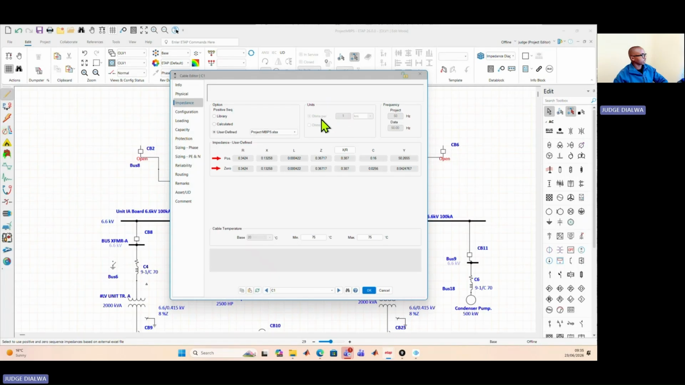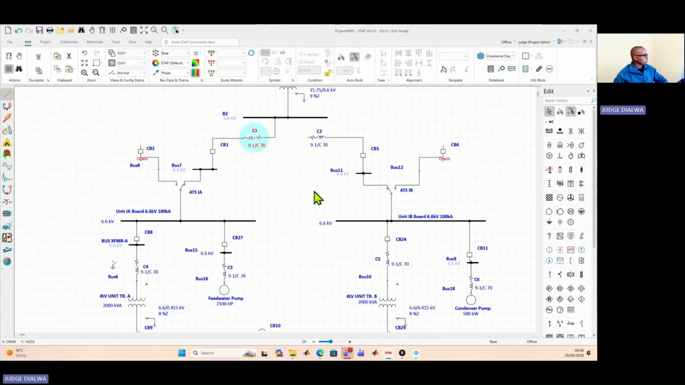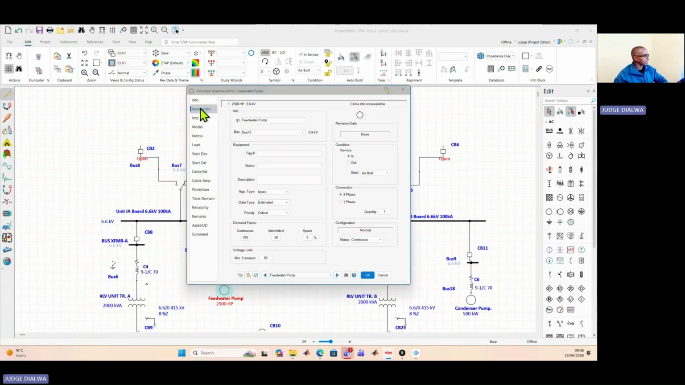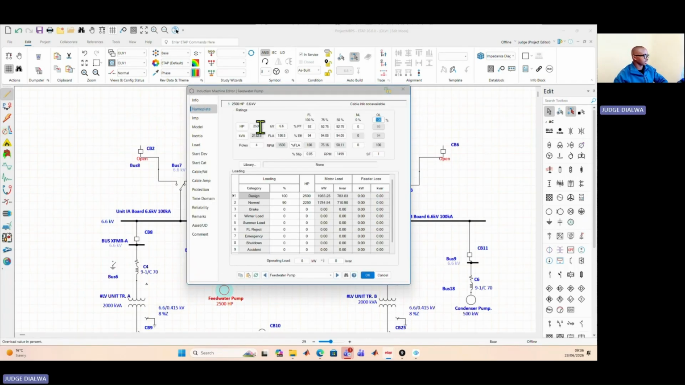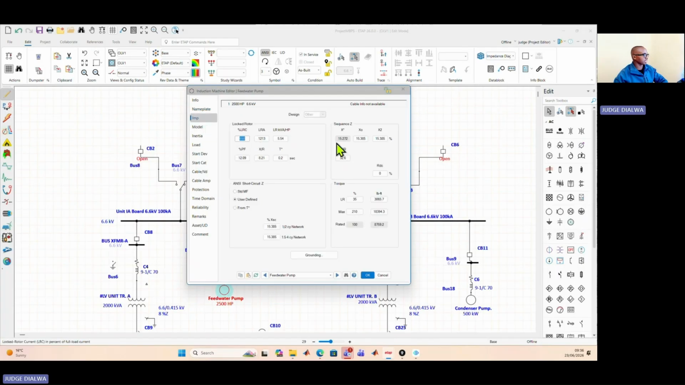Yeah, so that is what I did. This is ohms per kilometer. So that's what I did for the cable. Also the feed motor pump, all these are manually edited in, as well as the impedance. These were as per the specifications as stated in our previous video before we simplified the entire network into an impedance diagram.